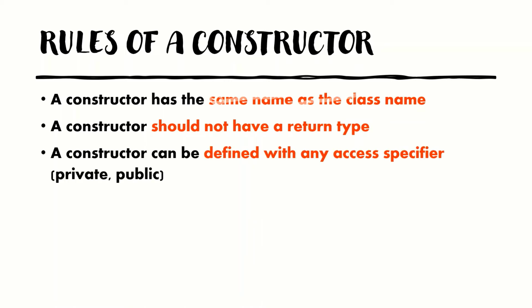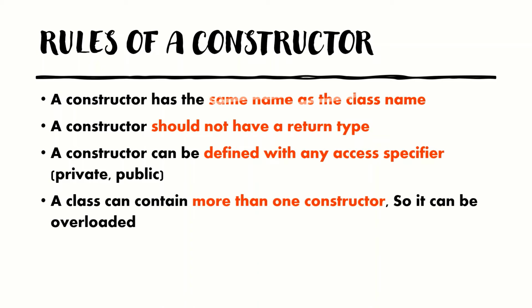Also, a constructor can be defined using any of the access specifiers. It might be public, it might be private, it might be default. You may declare it with any of them. The next thing is there is no limit of using only one constructor. A class can contain more than one constructor, which we call overloaded. In methods we call it method overloading; in constructors, it is constructor overloading.